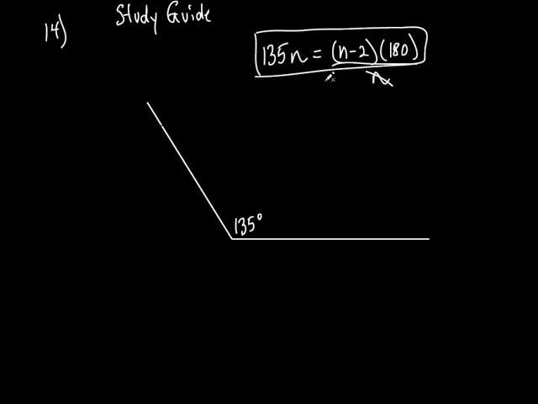Let me show you what I think is a more streamlined, easier way, and that would be to look at the exterior angle. This is what I was talking about by using the exterior angle to find out how many sides I have. If this is 135, what would the exterior angle be equal to? 45. How'd you get 45?